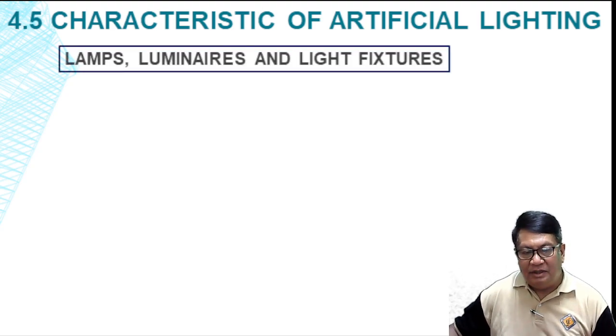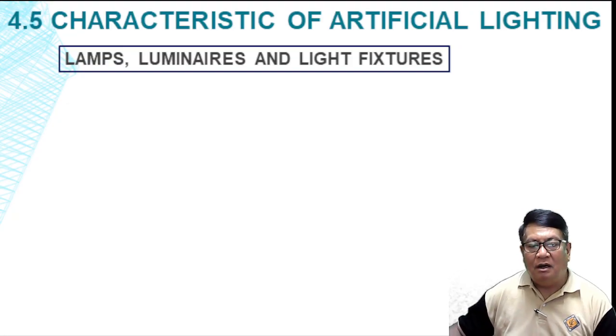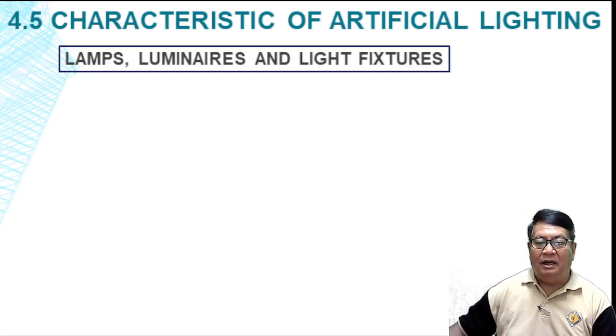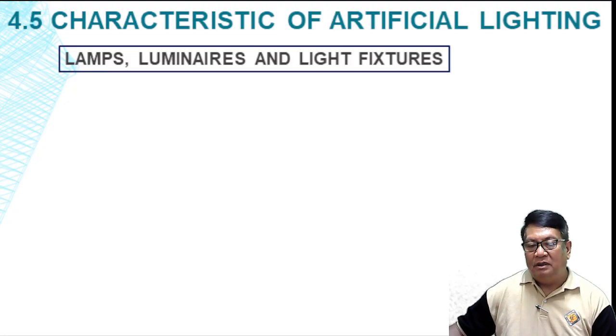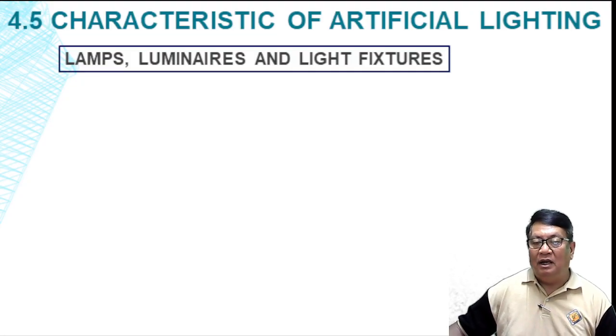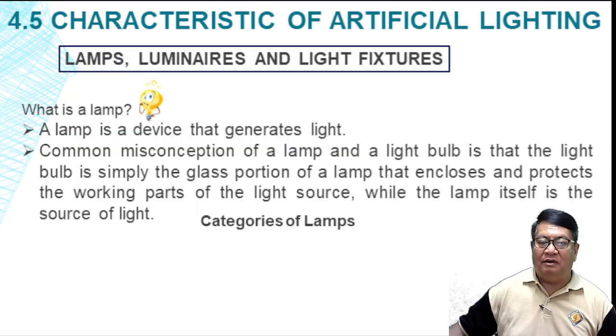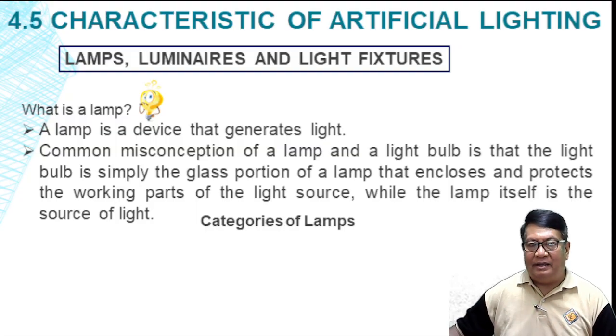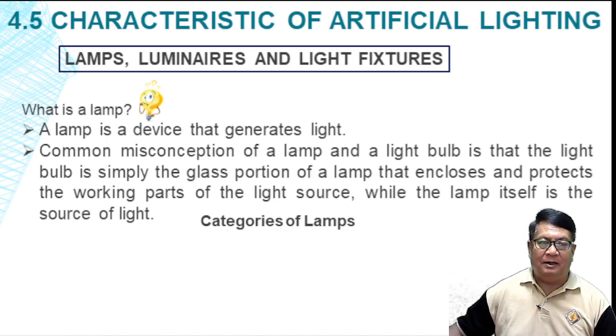Okay, now let's discuss all about artificial lighting. Artificial lighting includes the lamps, the bulbs, or whatever lamps that we use, then the luminaires, and then the lighting or the light fixtures. So what is a lamp? It is a device that generates light. So any device that generates light is a lamp.